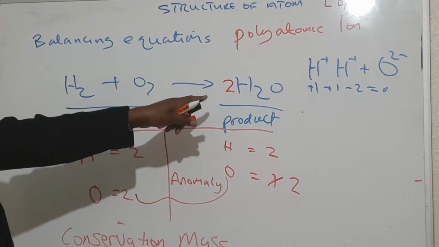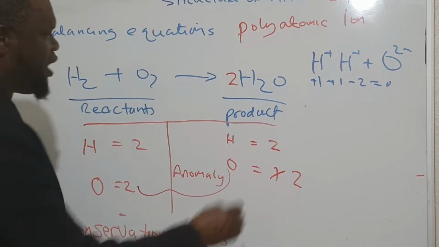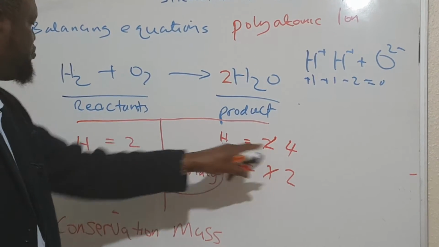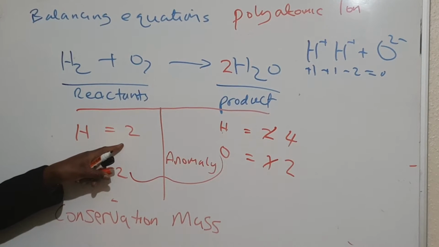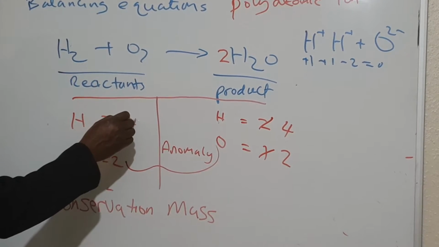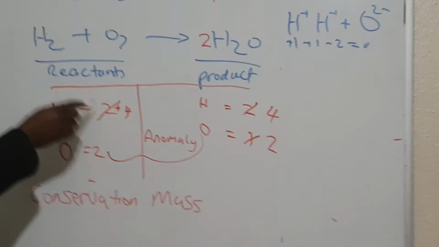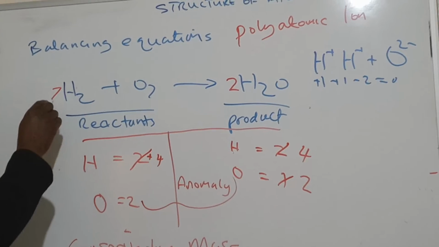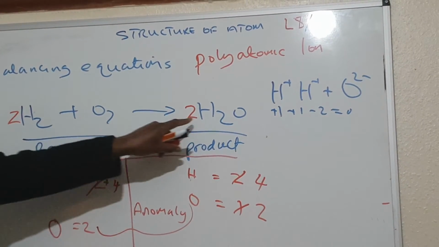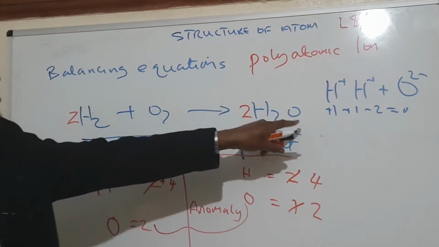But if we make this 2, we have a problem, because hydrogen will be 2 times 2, which is now 4 in the product, but 2 in the reactant. The only way we can make this 4 is to multiply this by 2. Now you can see 4 hydrogen, 4 hydrogen, and 2 oxygen, 2 oxygen.